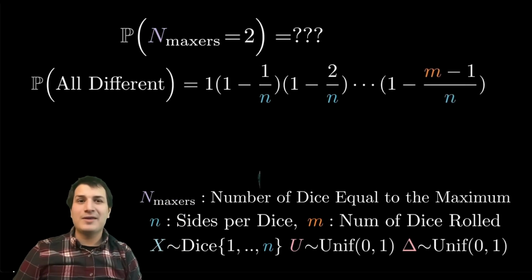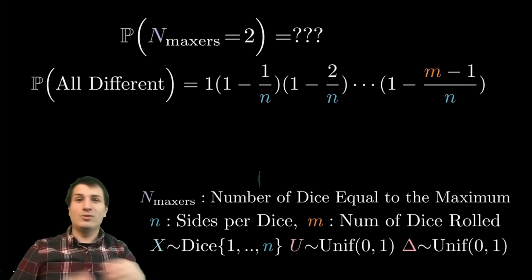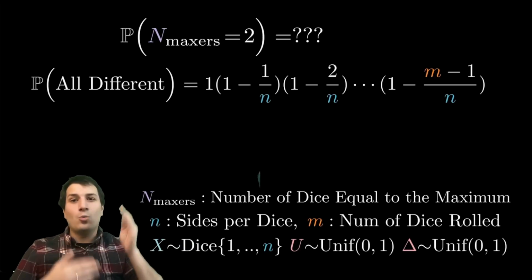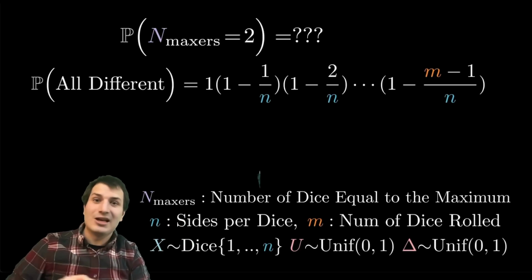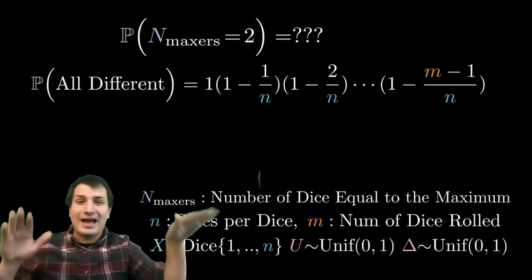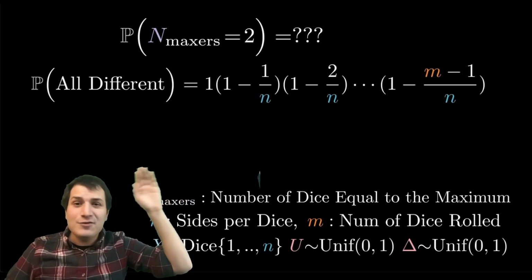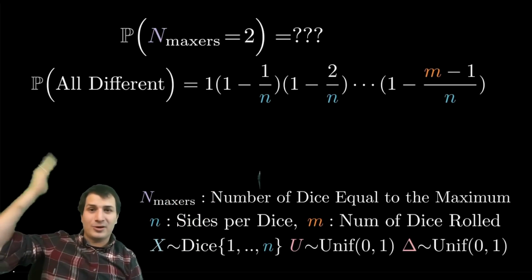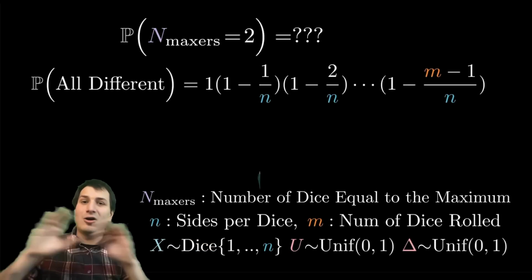And if you multiply this all out all the way up to the mth person, when the mth person walks in the room, there's m minus 1 people in the room. So there's a 1 minus m minus 1 over n chance that the mth person will also have no birthday in common with everybody. And if you multiply all these things together, that's the probability that in the birthday paradox, all the birthdays of the people in the room are all different.